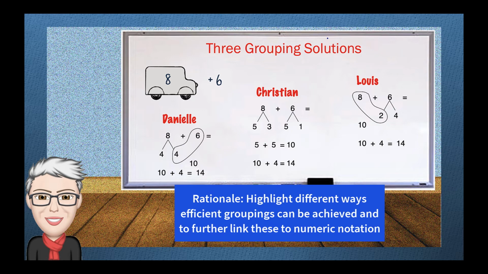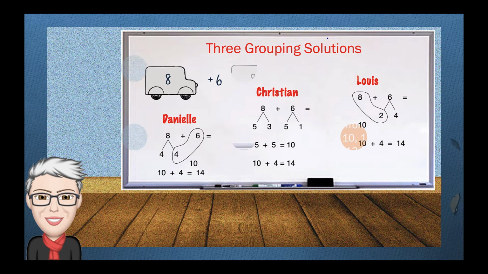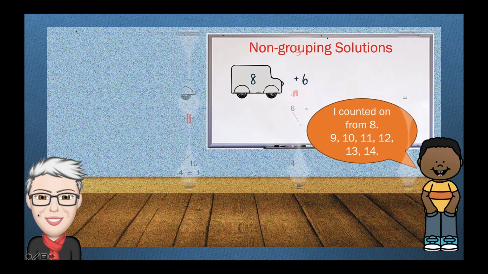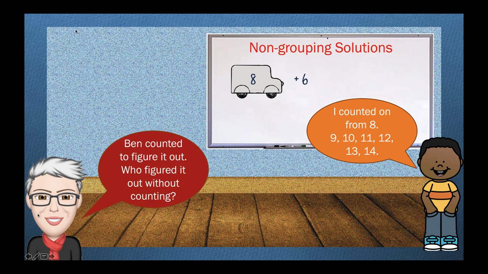In this way, the children's reasoning becomes increasingly about quantity, whereas previously it was about the beads on the rack. The last three solutions given for this task are not grouping strategy solutions. Ben used a counting solution. In this class, counting solutions are considered to be inefficient and are acknowledged, but no discussion time is devoted to them. The teacher will thank Ben for his solution and might say, "Ben counted to figure it out. Who figured it out without counting?" The teacher will not write down anything to record his solution.